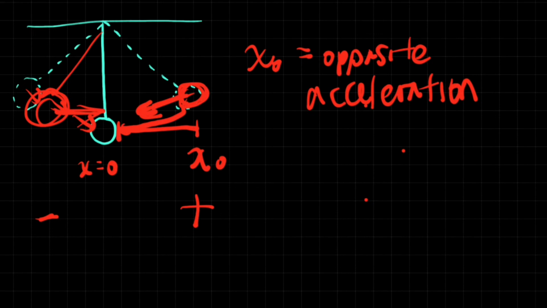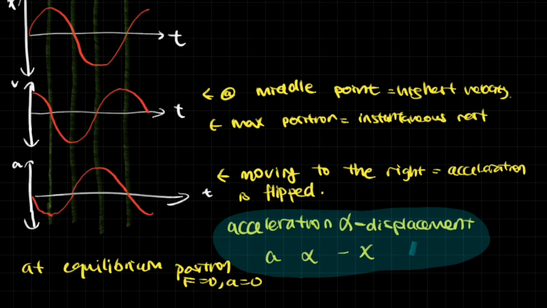And you also have to know that the acceleration is directly proportional to the displacement, which means that the more you are displaced from the equilibrium position, the higher the magnitude of acceleration. So let's take a look at the graphical representations of simple harmonic motion.